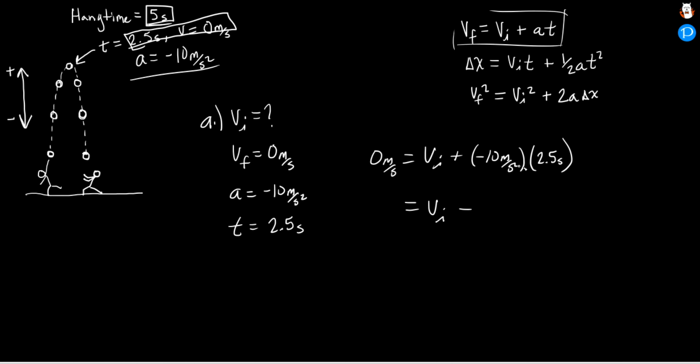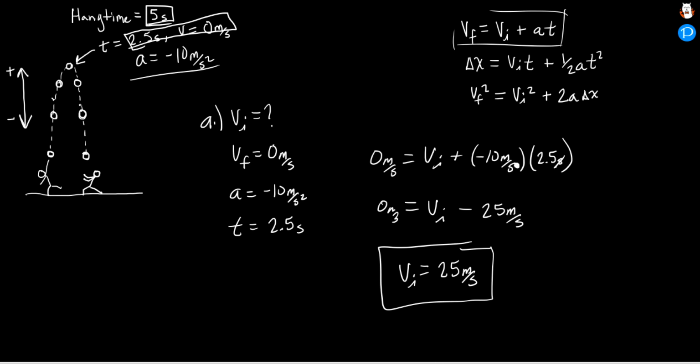So minus 25. And then notice that seconds here is going to cancel out. That's squared, so that squared's going to go away. This seconds is going to go away, so I'm going to be left with meters per second. And since this is just 0 over here, to get this initial velocity by itself, I'm just going to add 25 to this side. So that means the initial velocity was positive 25 meters per second, which makes sense.